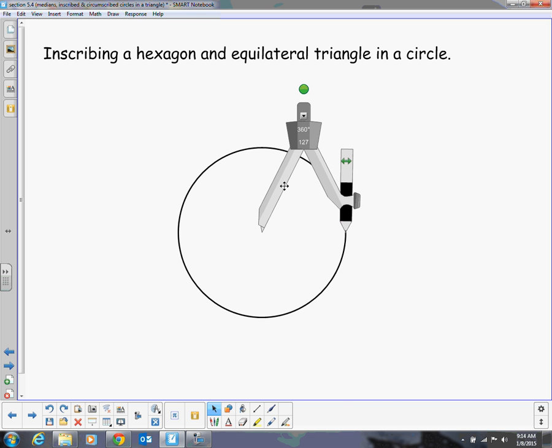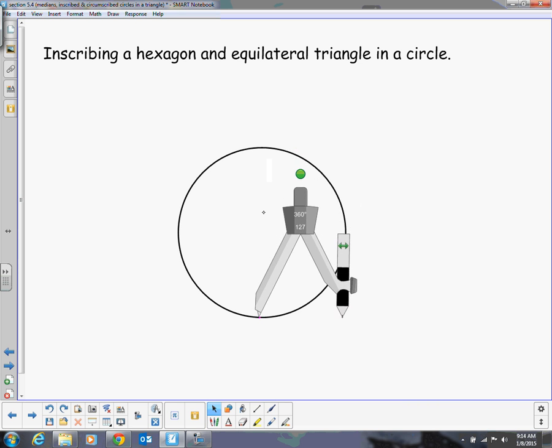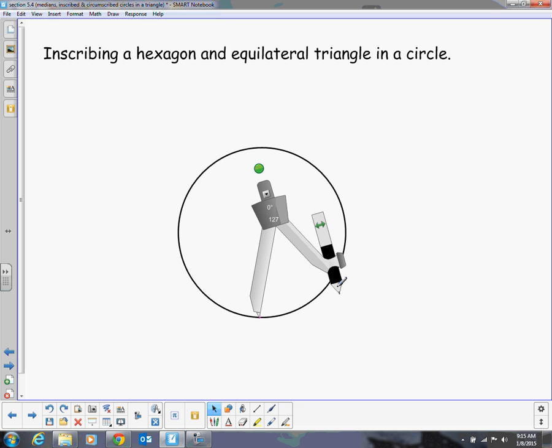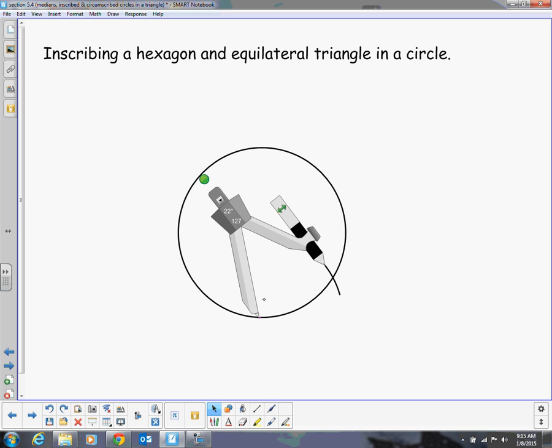Now, without changing my radius, that's key. I'm going to start right here. And I'm going to put my compass point on one point of the circle. And then I'm going to go, I notice I did not change the opening. It's got to be the radius. There's 1.